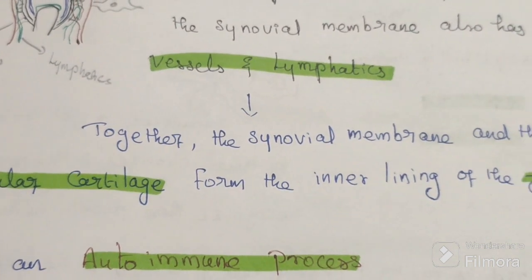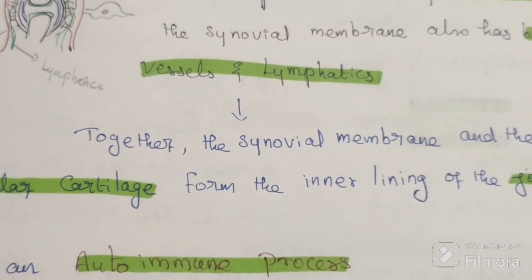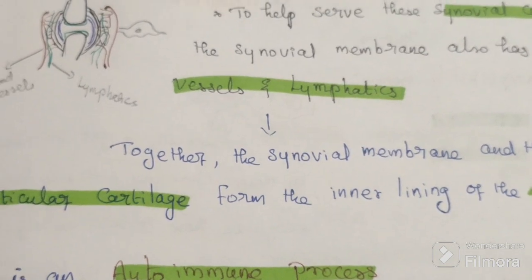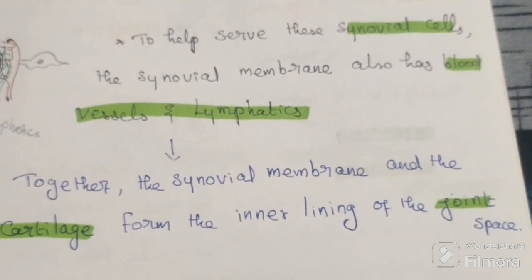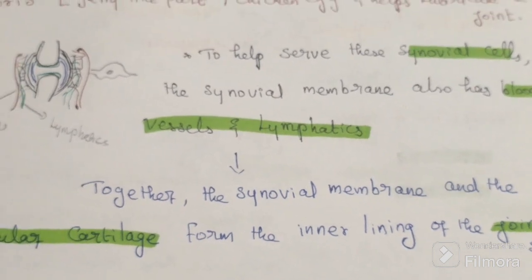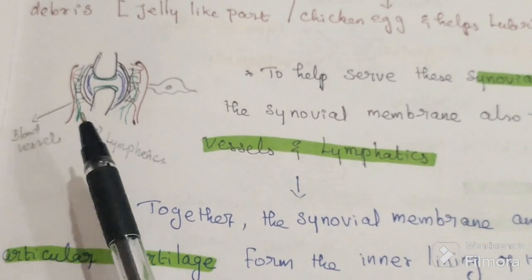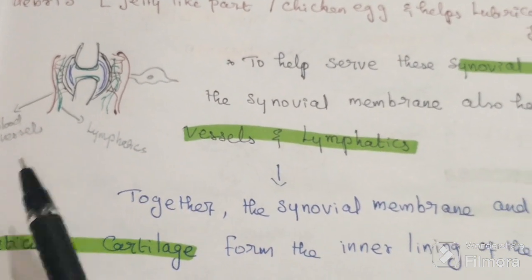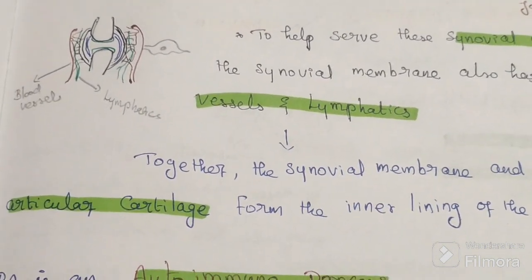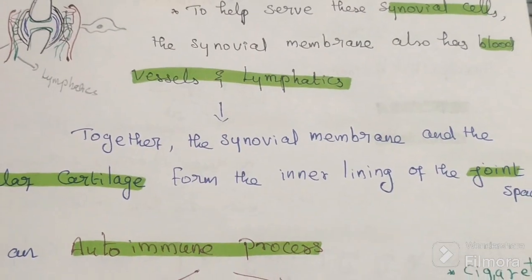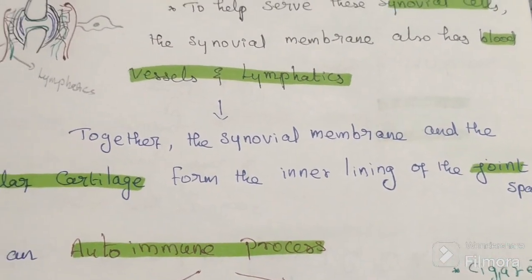and lymphatics. Together the synovial membrane and the articular cartilage form the inner lining of the joint space.